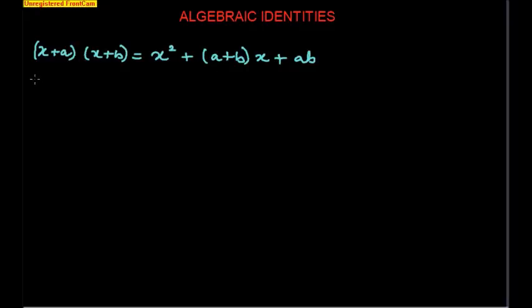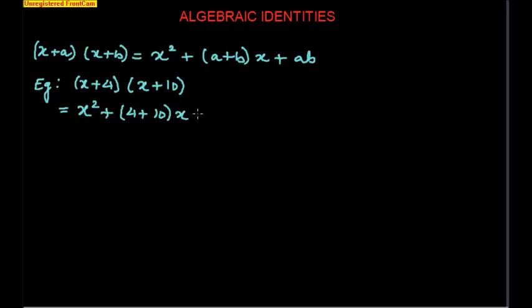Let us take one of the examples based on it. Let's see (x + 4)(x + 10). So here a is 4 and b is 10. When you open these brackets, you get x² + (4 + 10)x + 10 × 4. This is equal to x² + 14x + 40. This is almost the reverse of the middle term splitting that we do.